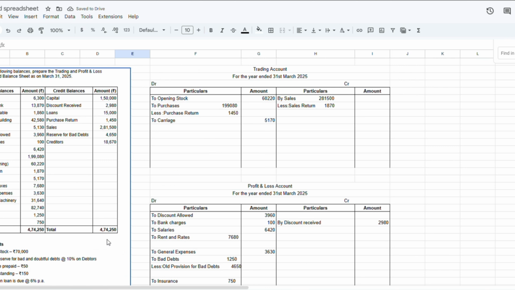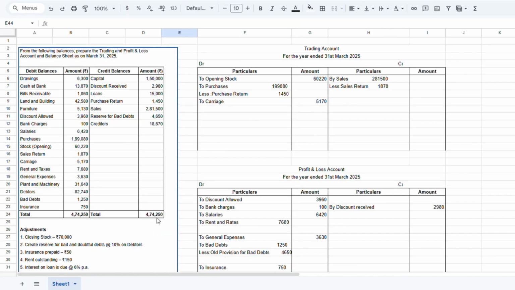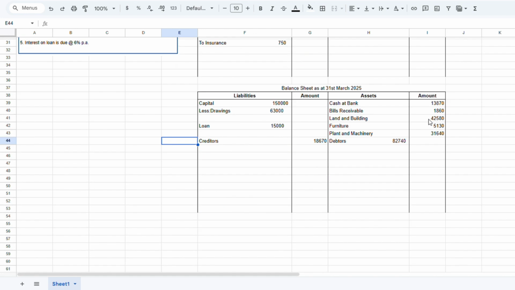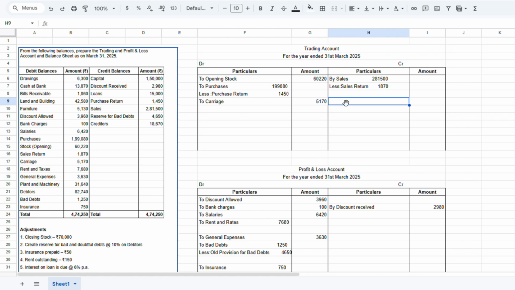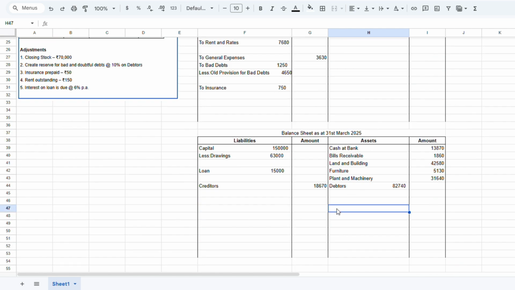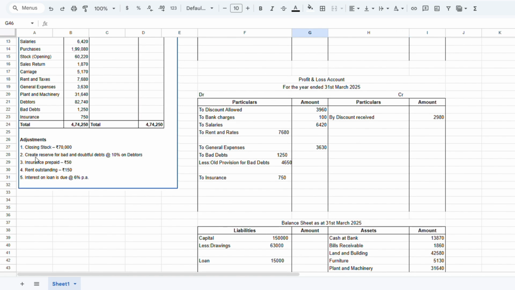Closing stock 70,000. Closing stock is recorded twice. First is trading account, credit side, by closing stock. And the other entry is balance sheet on the asset side, closing stock. Let's record it. By closing stock 70,000. And balance sheet, closing stock 70,000.